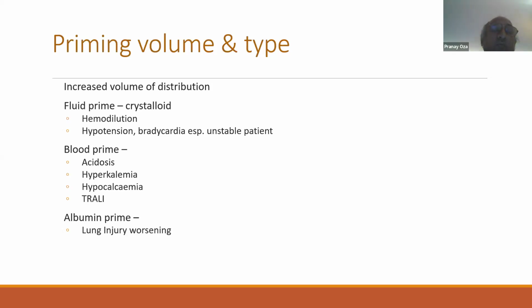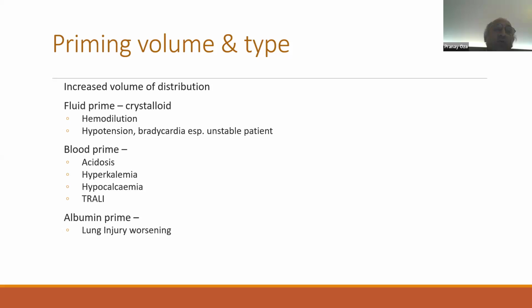Next important point is how much is the priming volume and what you are using for priming the circuit. As the circuit size is big, the priming volume is big, and that will increase the volume of distribution. So all your drug effects are affected because of the increased volume of distribution.